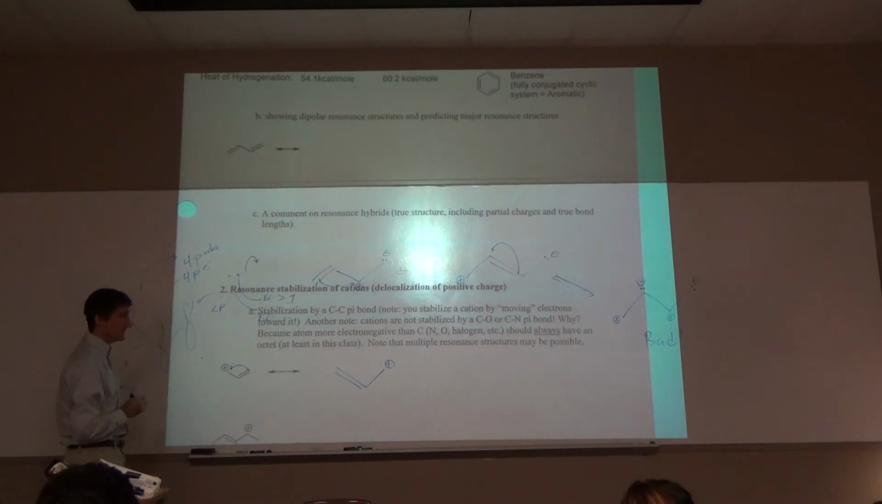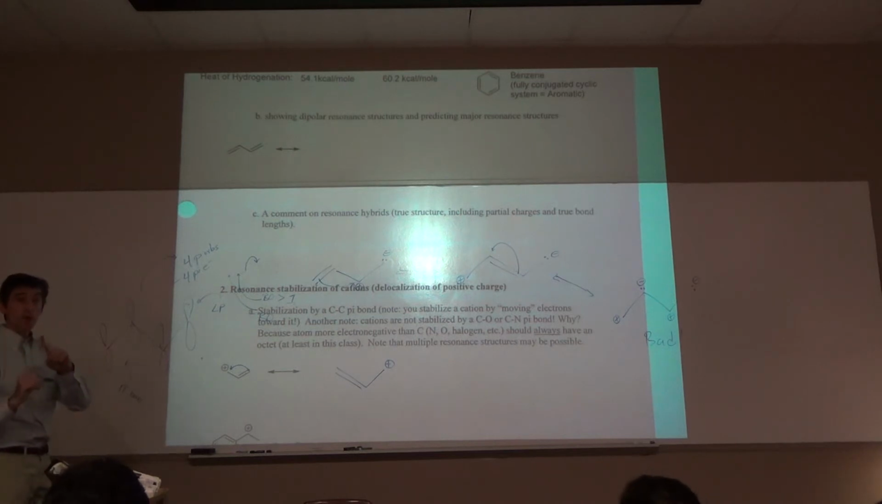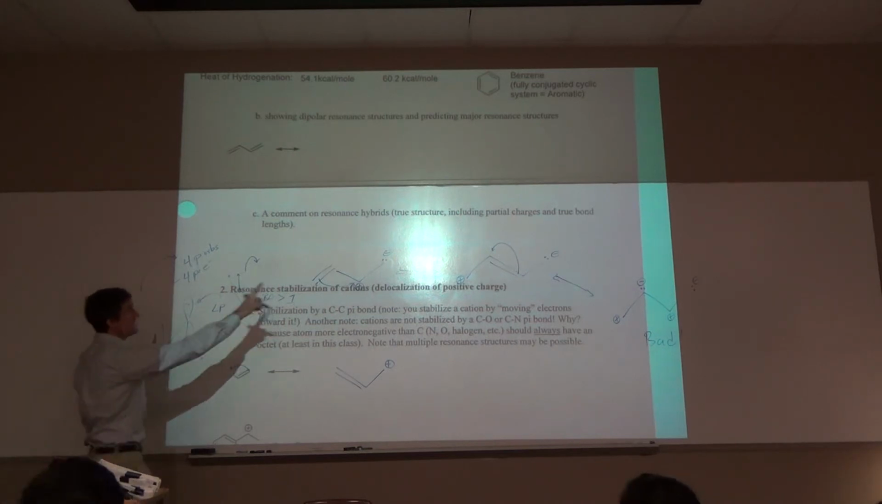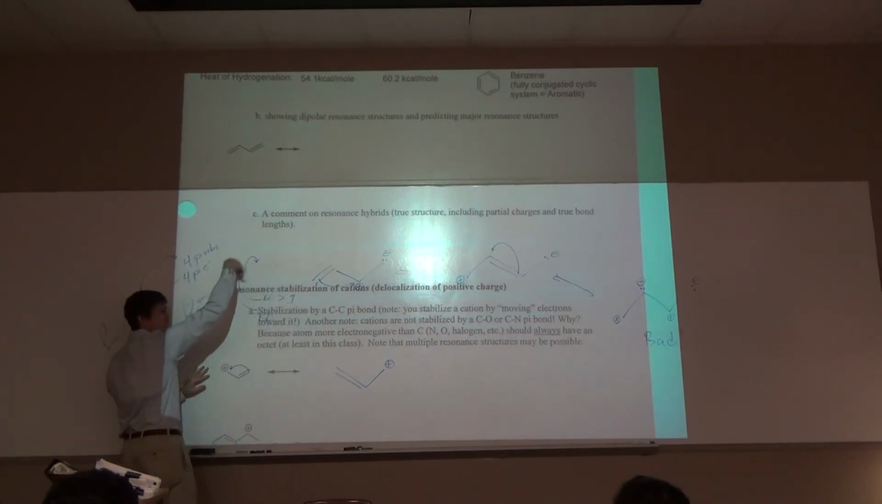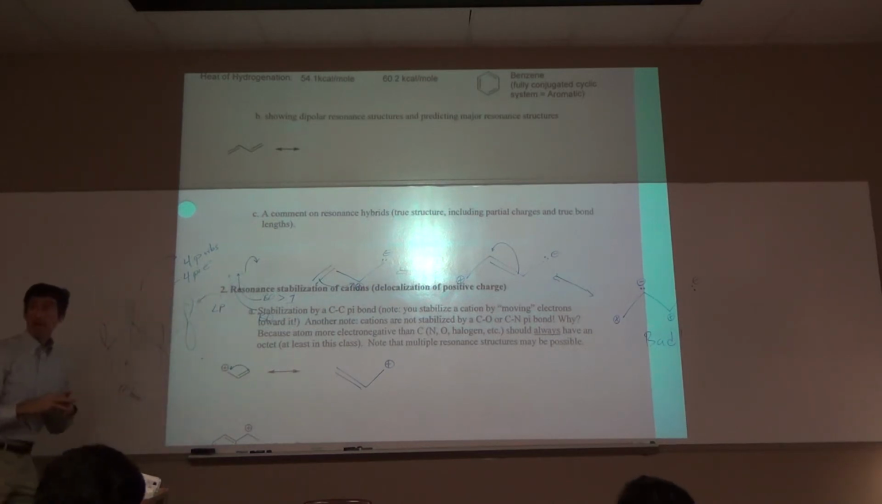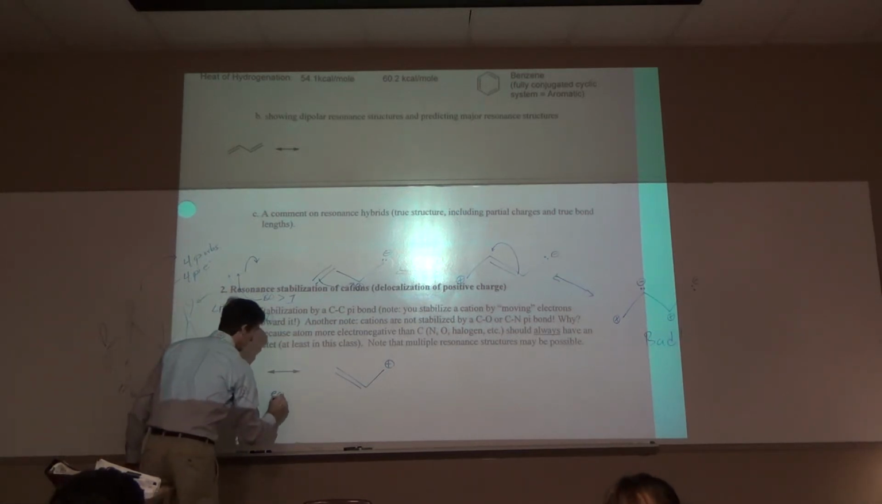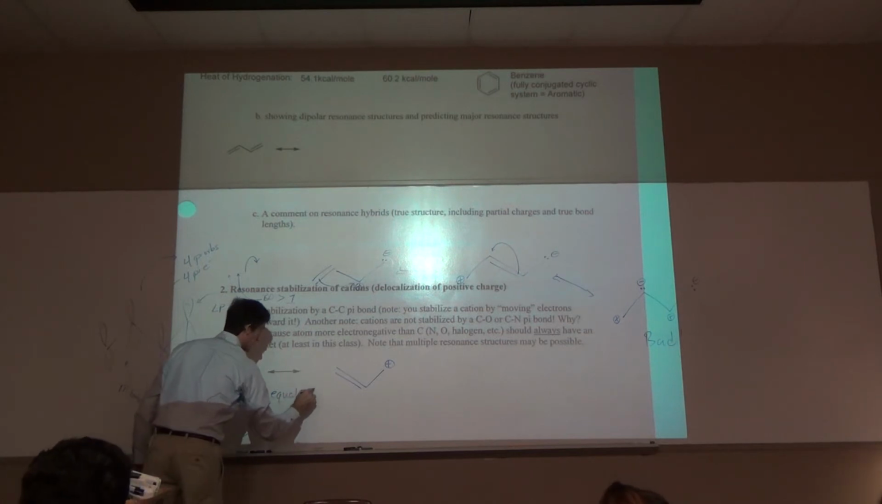Let's talk about this. Which one is more favorable? Up here, the more favorable one was the one with no charges. Here, which is more favorable? They're actually equal. Equal contributors.